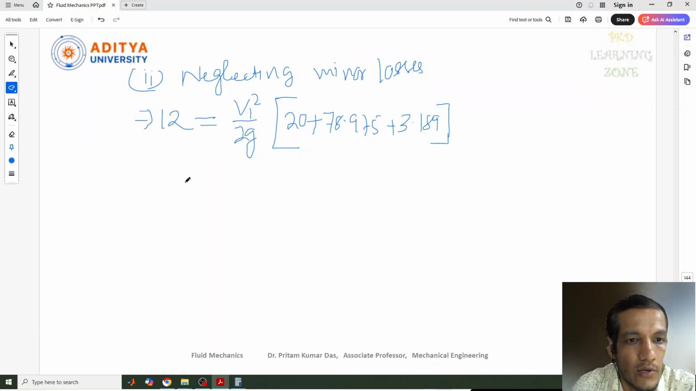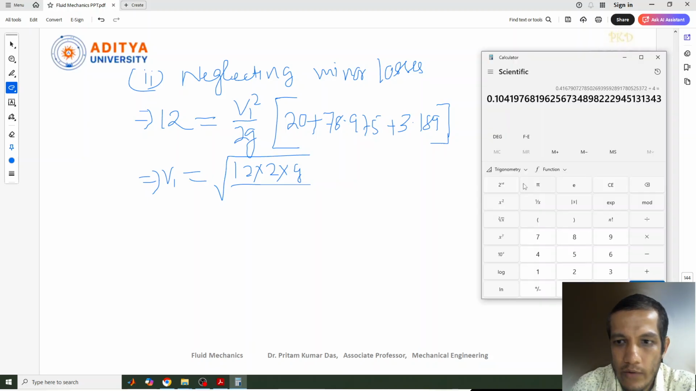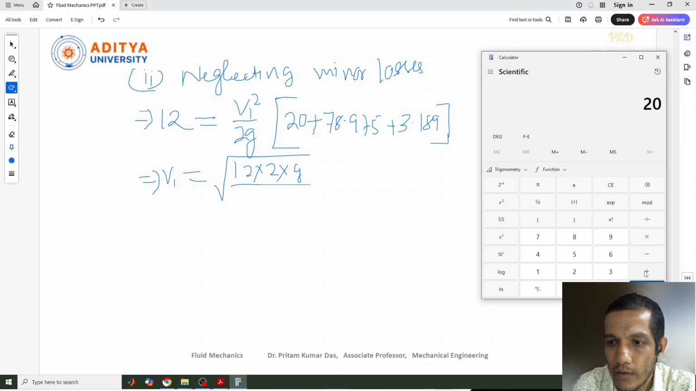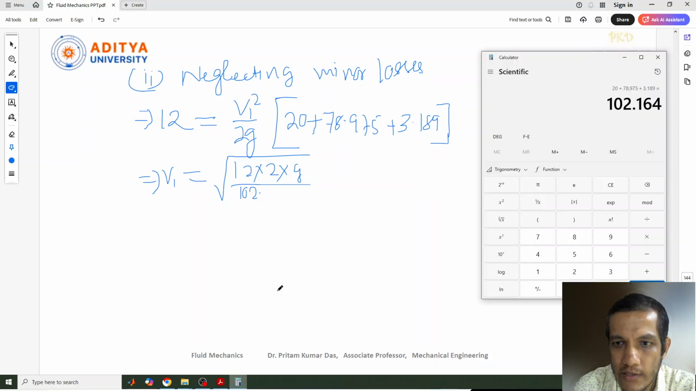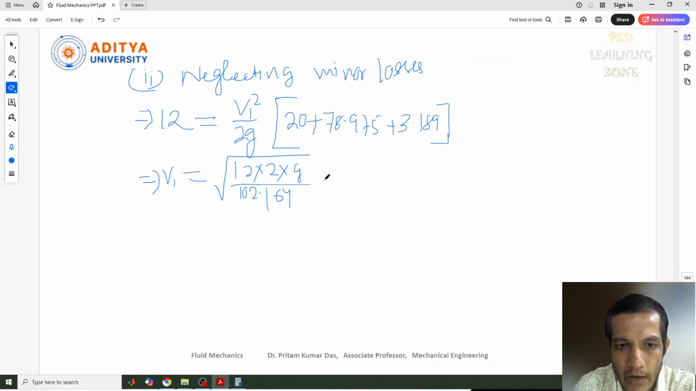Now same method, we'll take this v1 one side, and this is 12 into 2 into g, divided by this total value, root over. Okay, just to calculate this value, how much is there, 20 plus 78.975 plus 3.189, 102.164. Okay, now in the numerator also, let's calculate the value here.